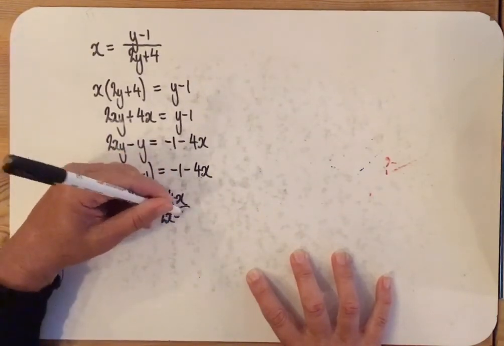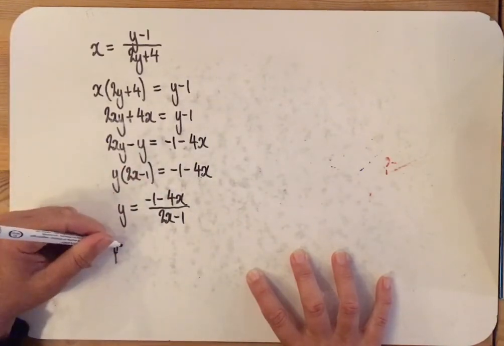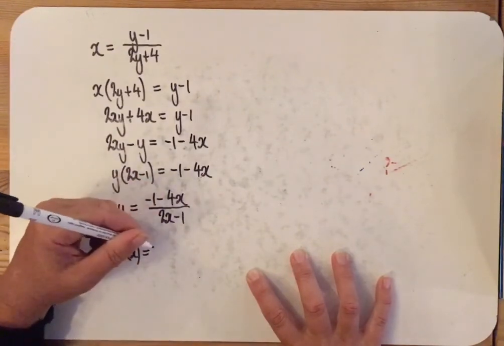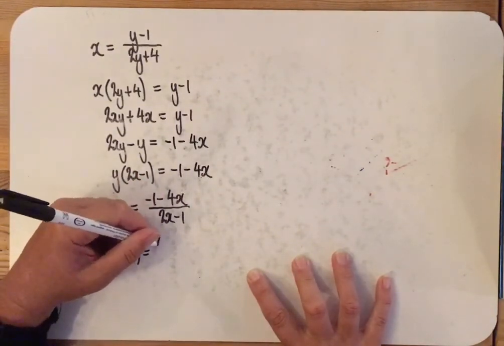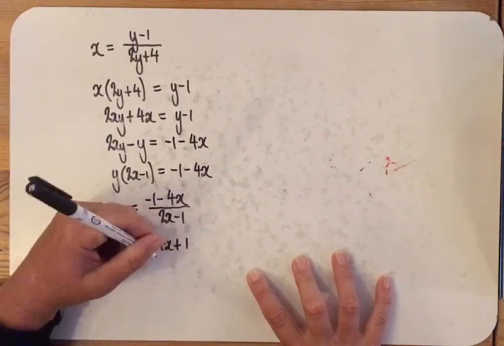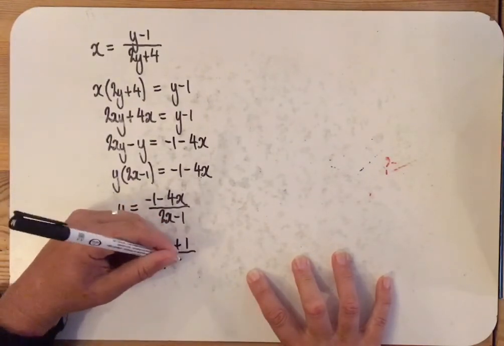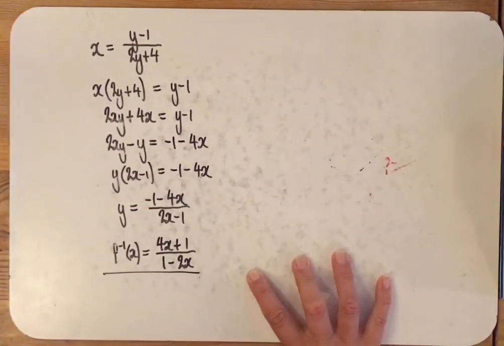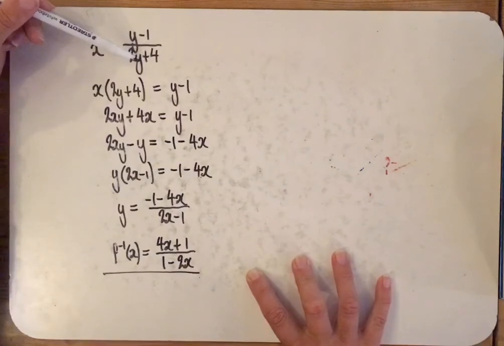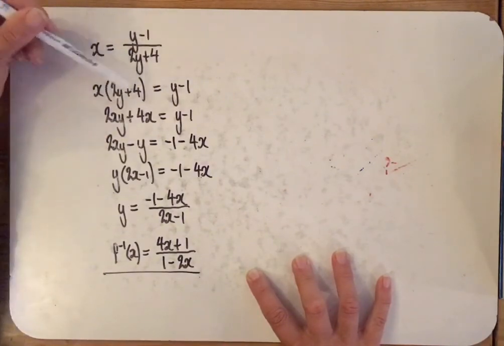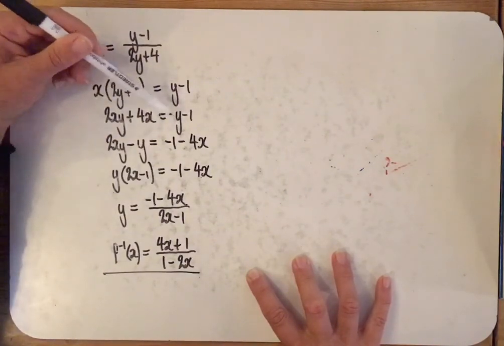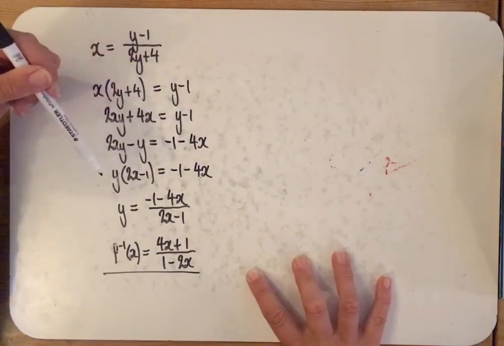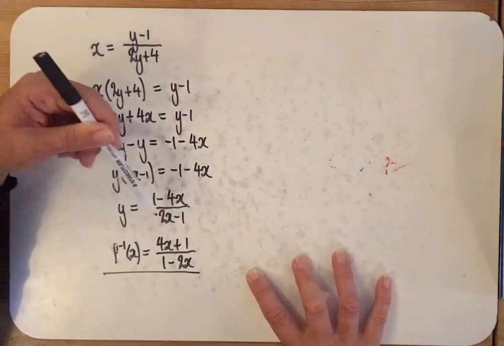You might decide there's too many negatives in there, and then you can times top and bottom by -1. So that'll give me 4x plus 1 over 1 minus 2x. Just looks a little bit neater, but that's not incorrect. So I need to times by the denominator. Got y's on both sides, so I need to multiply out, collect the y's on one side, everything else on the other side, take y out as a factor, and then divide.